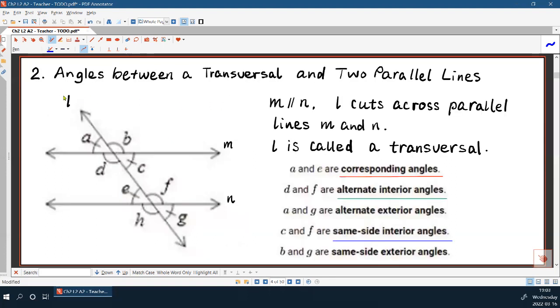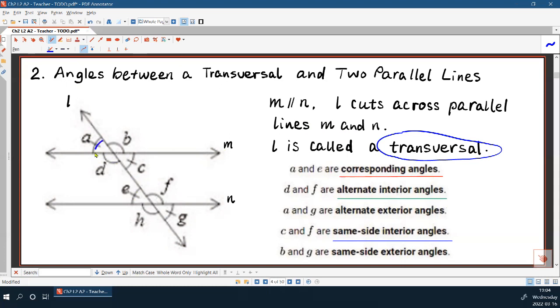All right, then if 2 lines are parallel, there are some angles between a transversal and 2 parallel lines. So let's have a look at this figure here. There are 3 lines, right? M, N, and L. Suppose line M is parallel to line N, and L cuts across parallel lines M and N. We call line L a transversal. Okay, remember this term, transversal line. And of course, there are 8 angles, right?